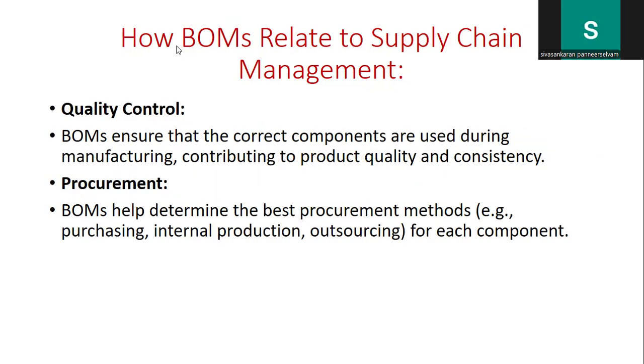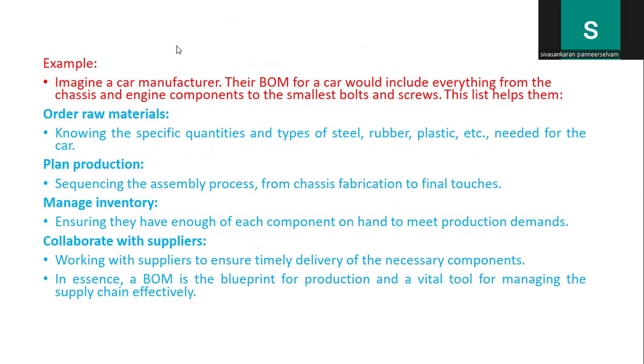The last one, quality control. Bill of material ensures that the correct components are being used throughout the manufacturing, which contributes to product quality and continuous improvement in the manufacturing. Procurement. The bill of material information will identify whether we have done the best procurement, that is, purchasing, in-house production, that is internal production, or outsourcing for each part in the manufacturing cycle.